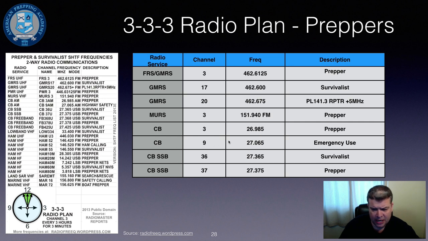Then CB channel 9 could also be considered one. And then you've got CB single side band, which is channel 36, and the frequency is 27.365. And channel 37 on the single side band, which is 27.375.